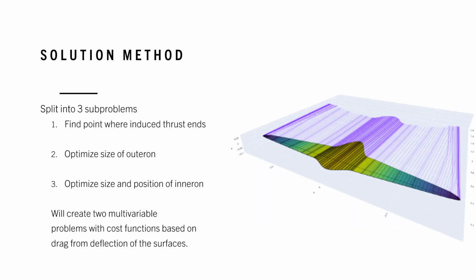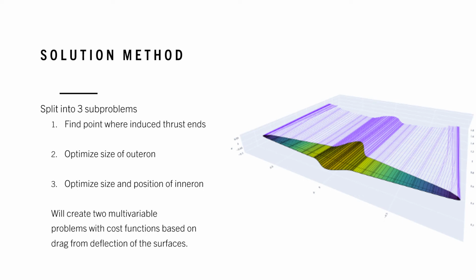I'll approach solving this problem by splitting it into three subproblems. Firstly, I will calculate where the region of induced thrust actually ends using a panel method code rather than theoretical calculations, and this will produce constraints on the sizes of the outerons and the innerons. Then I will optimize the size of the outeron within those constraints to find where it produces the required amount of roll and yaw moments with the minimum amount of drag.